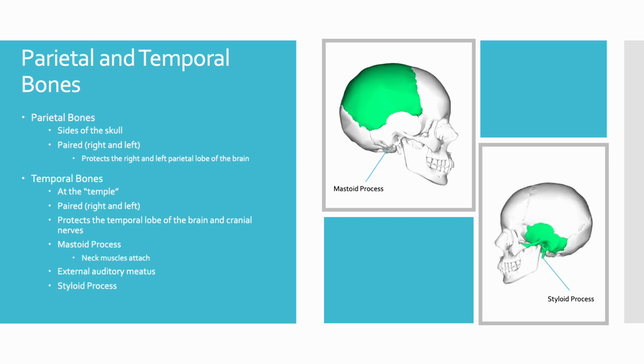On the temporal bone, there is a mastoid process, which is a little notch that sticks out towards the bottom. And this is where the neck muscles attach, so you can move your neck back and forth and up and down. Then there's the external auditory meatus, which is an opening in the skull that works to allow our ears to hear. And then there's the styloid process, which is a little stick-like thing that sticks out near the mastoid process. And this articulates with the hyoid bone in our neck.